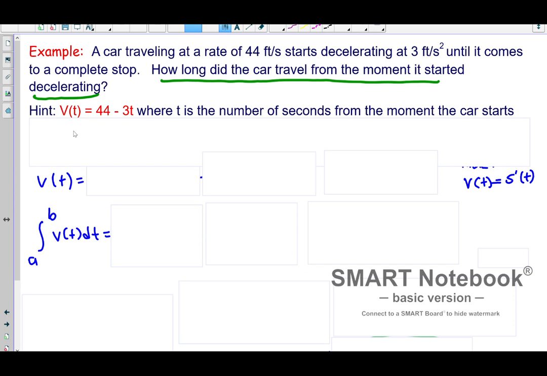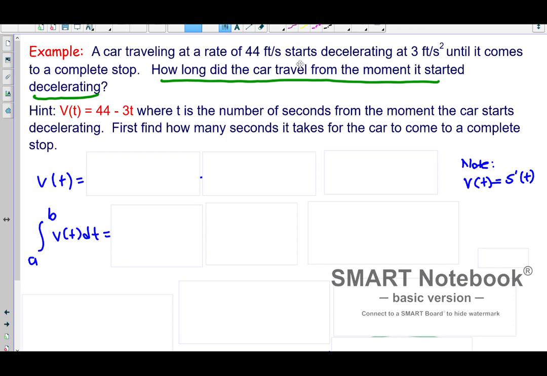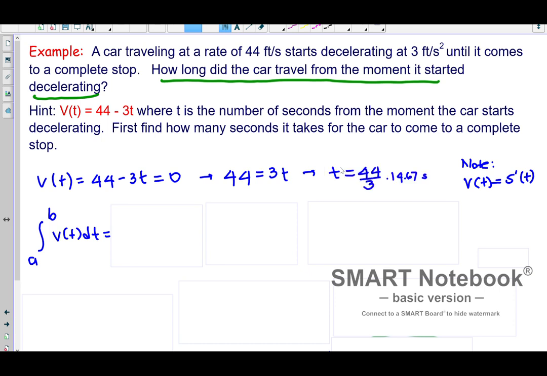If you said set velocity equal to 0, you are absolutely correct. So set velocity equal to 0 to see how many seconds it will take for this object to come to a complete stop. You're going to add 3t to both sides, divide by 3, and you get 44 over 3, which is roughly 14.67 seconds.